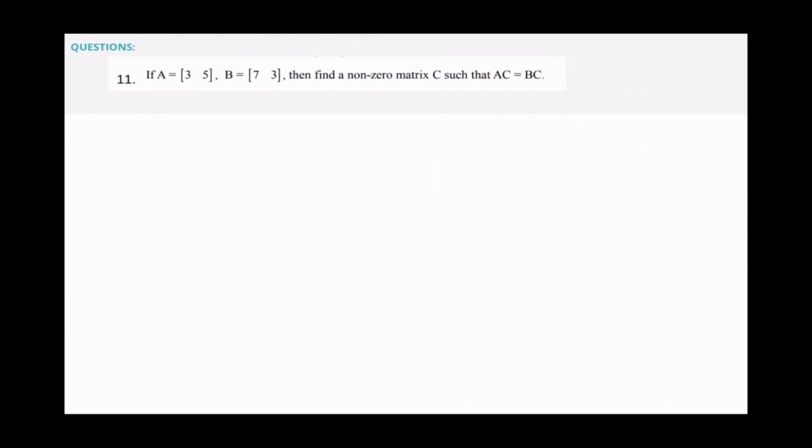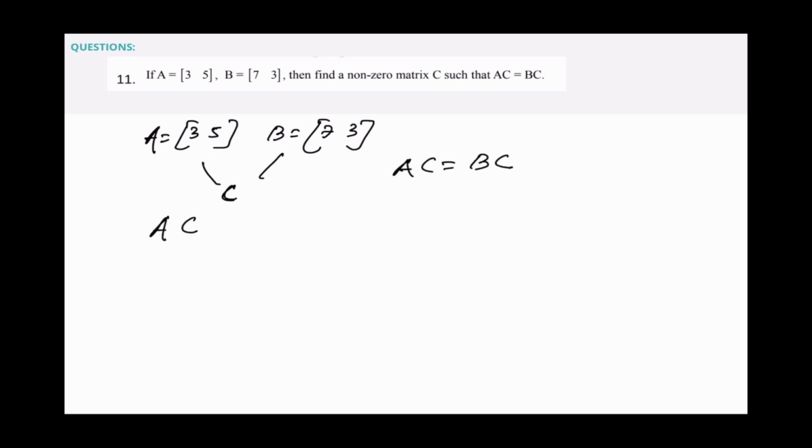Now here, this question is not so much for KCT, but for the understanding part. It can have varied answers. A is equal to 3, 5 and B is given as 7 and 3. Now they're telling us to find a matrix C such that AC is equal to BC. So for AC, what is the order of A? 1 row and 2 columns. So 1 cross 2. C has to be 2 cross, let's say some other element Y, we don't know. And that is equal to BC.